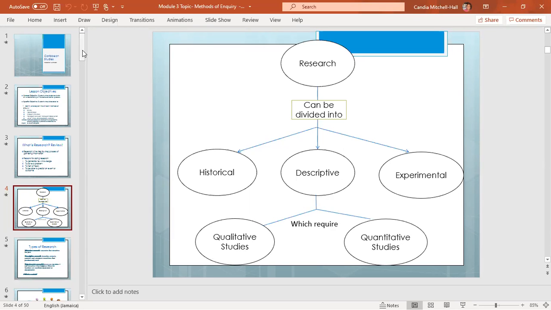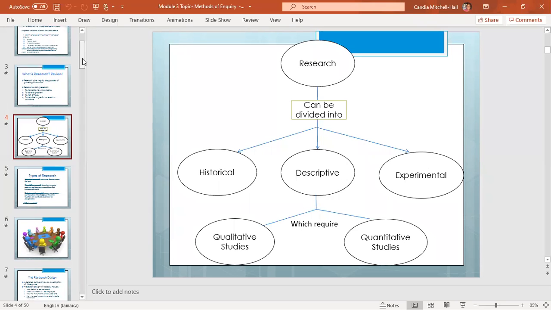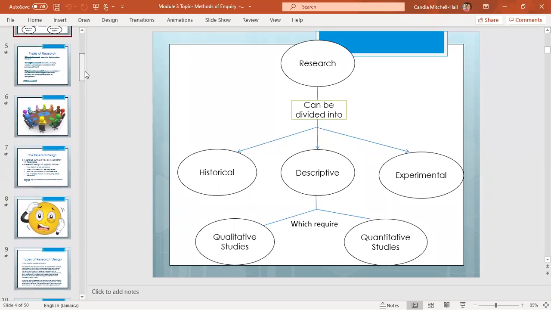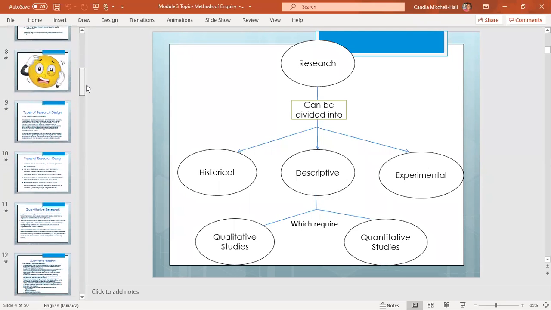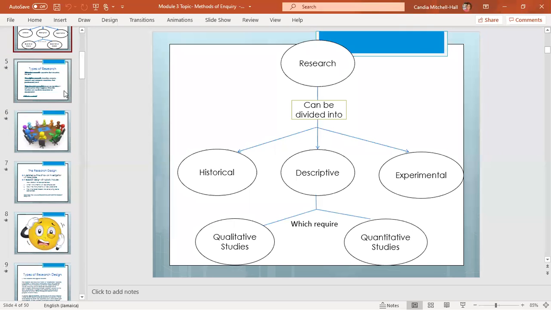Now, ladies, most of you are, I believe, familiar with the concept of qualitative and quantitative. Now, when you meet in your groups, you should have a research design. What do I mean by research design? How are you going to carry out your research?